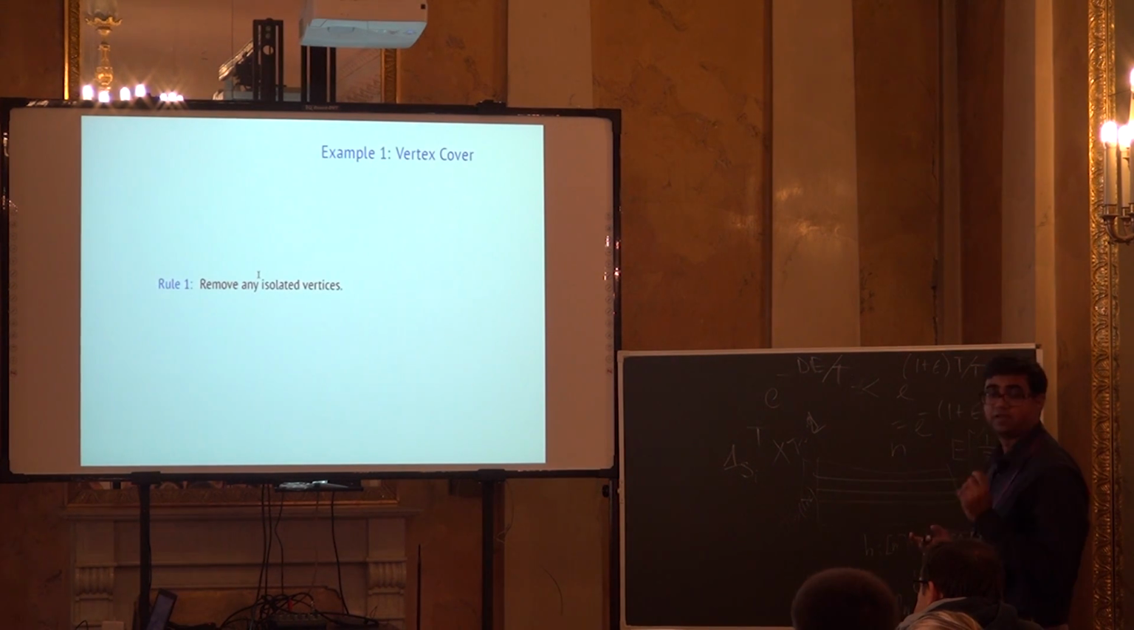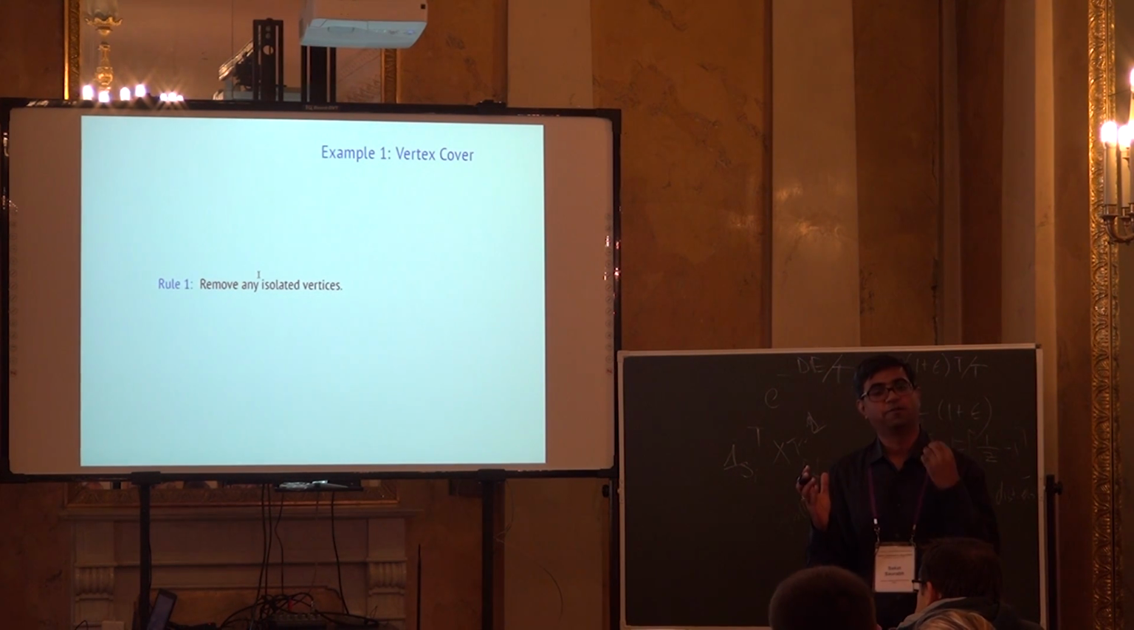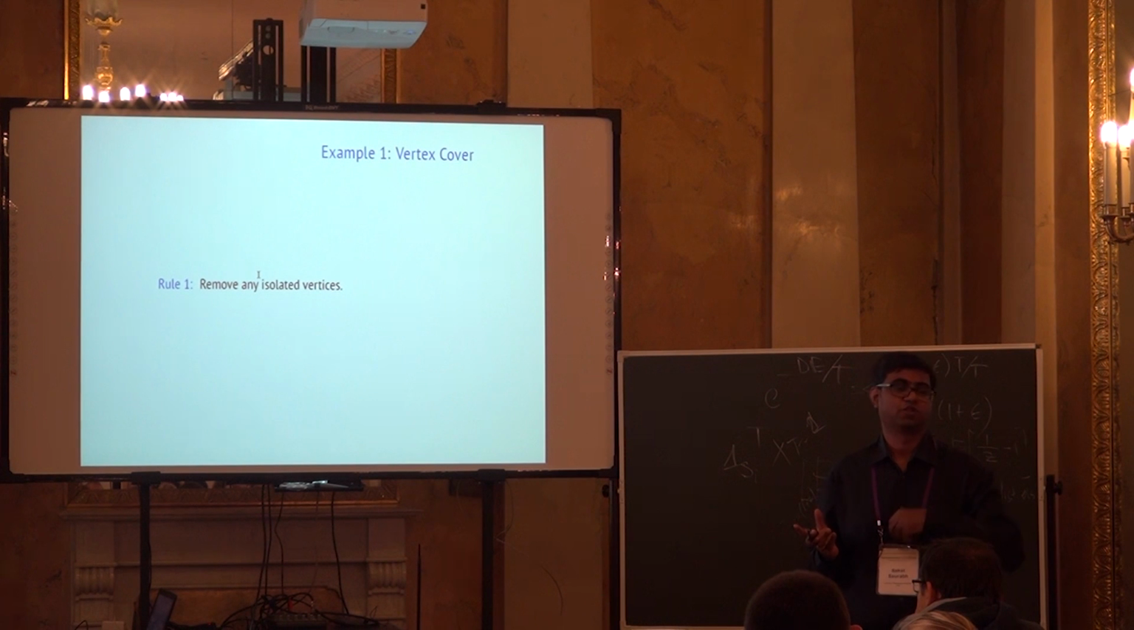Let me give you an example for vertex cover. Okay? So remember, what was the problem of vertex cover? You're given a graph G, you're looking for a subset of size at most k, such that every edge has at least one of its endpoints in this set. Now, if there is an isolated vertex, a vertex which is not adjacent to any edge, do we need that for any vertex cover? No. So we can just throw this away. So this is what I mean by a preprocessing rule.